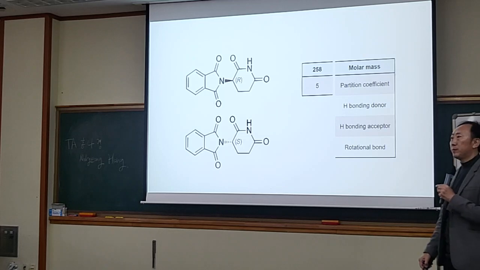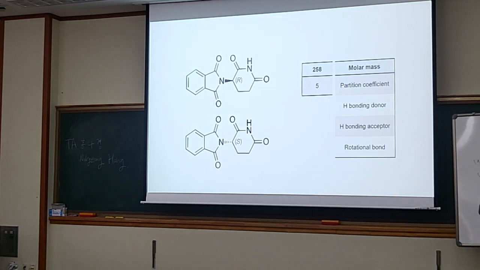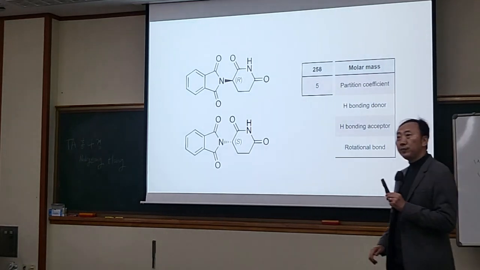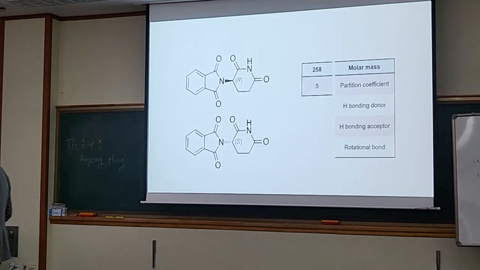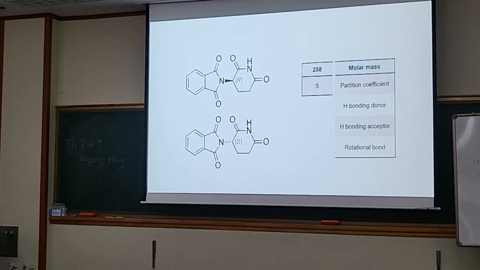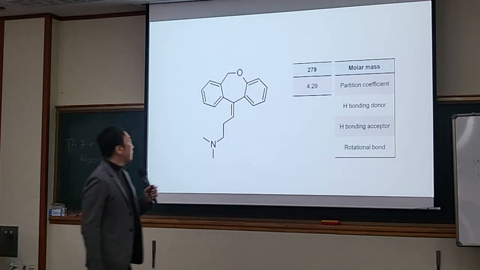Rotational bond. Zero. Two. Zero. Zero. Zero. One. Can you point it out, two ladies? Only one here. All of them are double bonds, you don't count. Only one. Okay, this molecule.